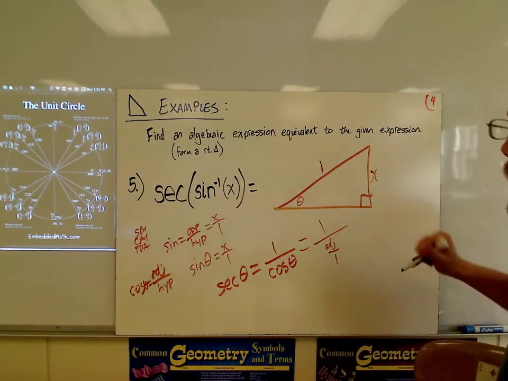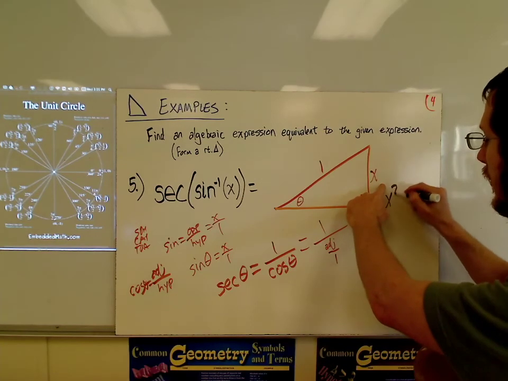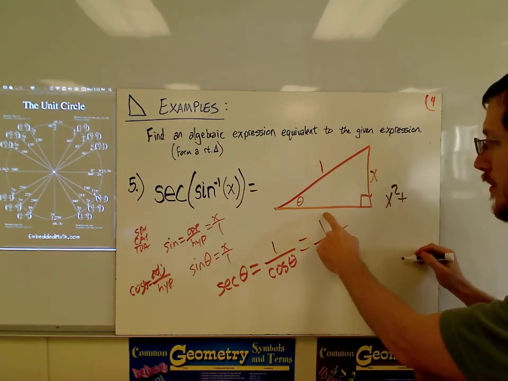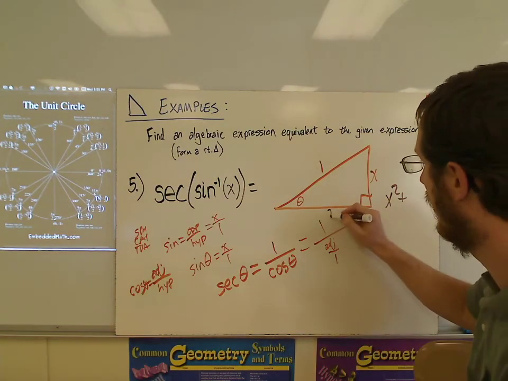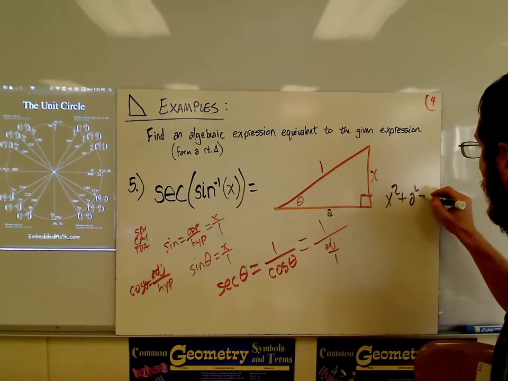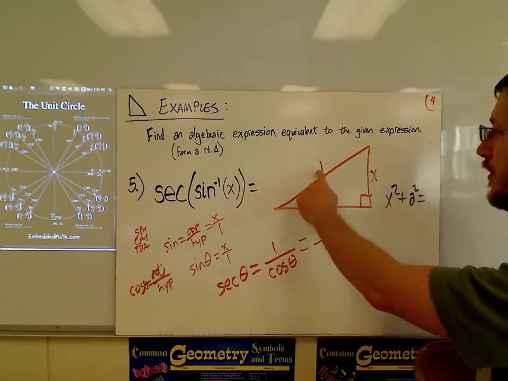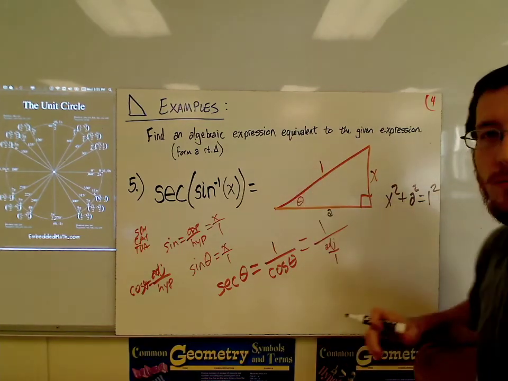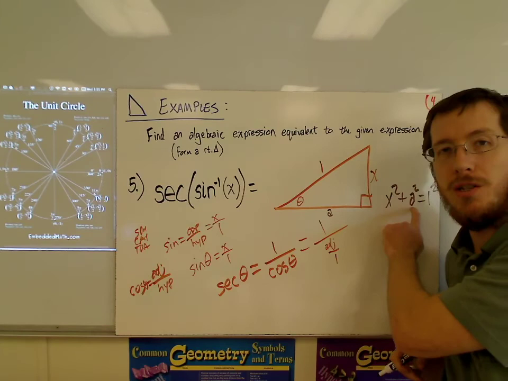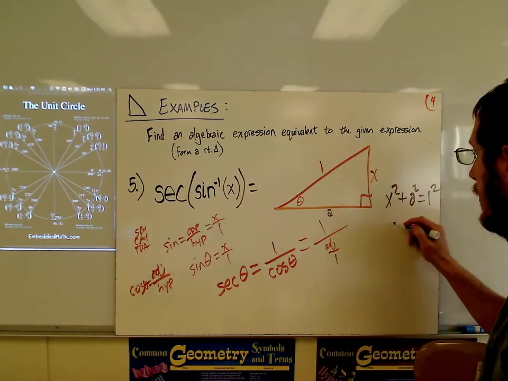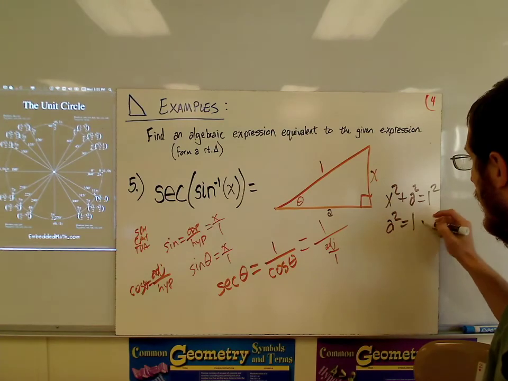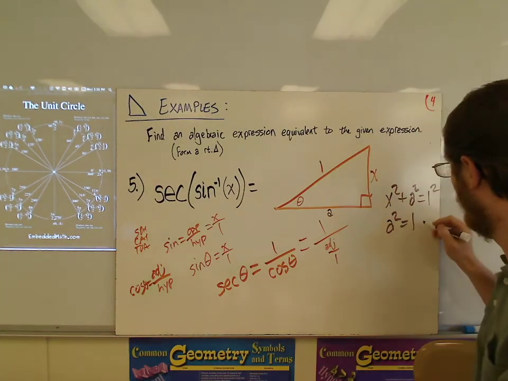Okay, so let's set it up. Leg squared plus leg squared equals hypotenuse squared. We don't know what this leg is, so let's call it a. So x squared plus a squared equals 1 squared. We're looking for our adjacent side a, so let's solve for it. Subtract x squared from both sides. 1 squared is just 1.